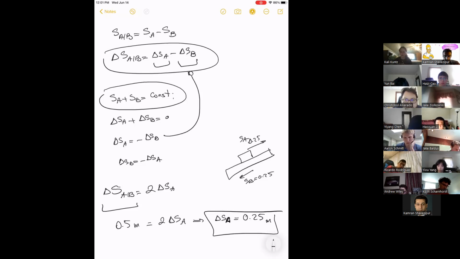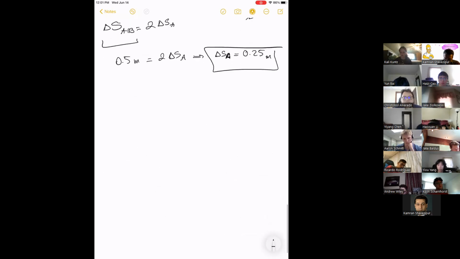I think the problem asks for the time. The time, yes. So I have delta S and I have acceleration. How can I find T? And this is motion on a straight line. Any suggestion, any equation? From the early part of chapter 12?